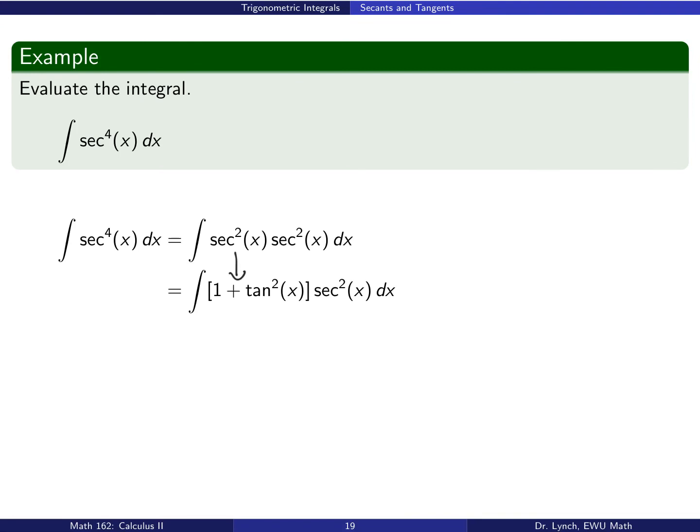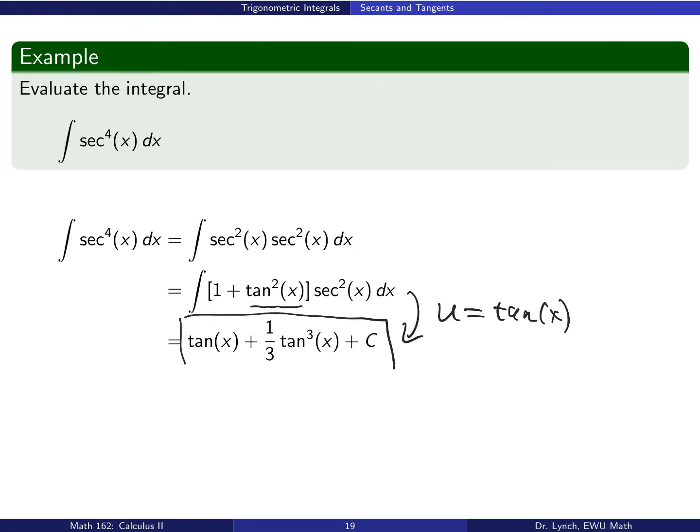The u substitution now is straightforward. We'll try u equals tangent of x. Writing u as tangent of x, of course, du is secant squared x dx. We're left with u squared here, which integrates as 1/3 u cubed, and 1, of course, integrates as just u. Back into x world, we see that we're left with tangent x plus 1/3 tangent cubed x plus an arbitrary constant as our general antiderivative.